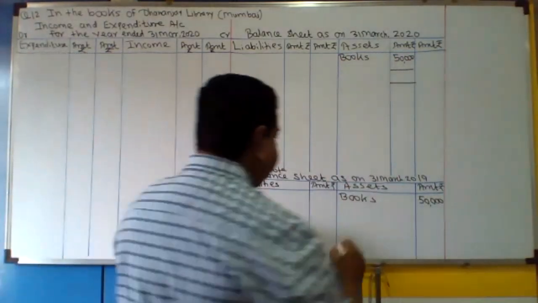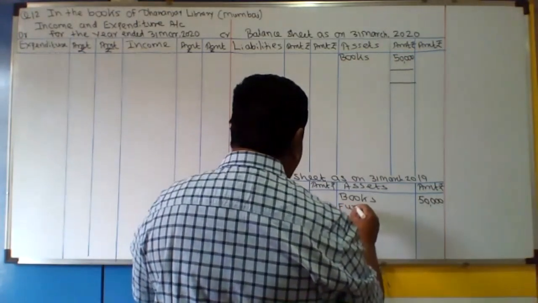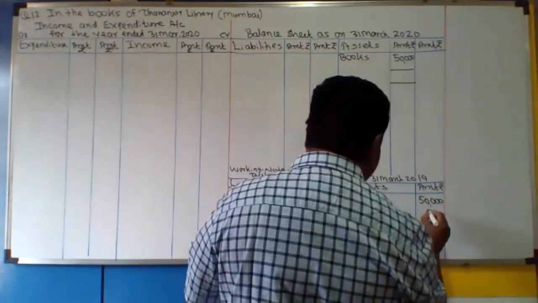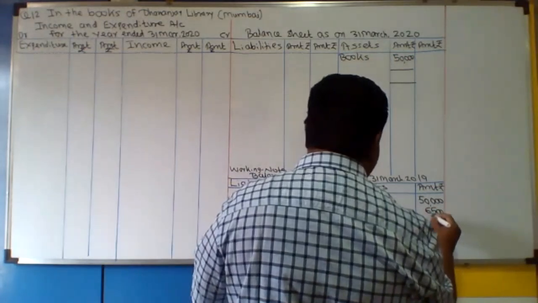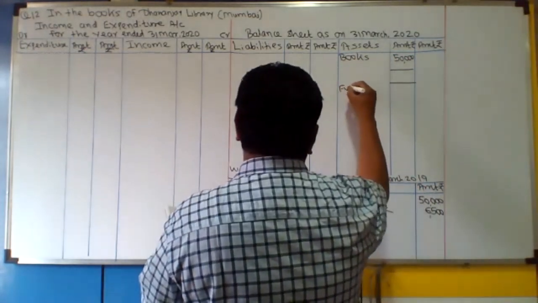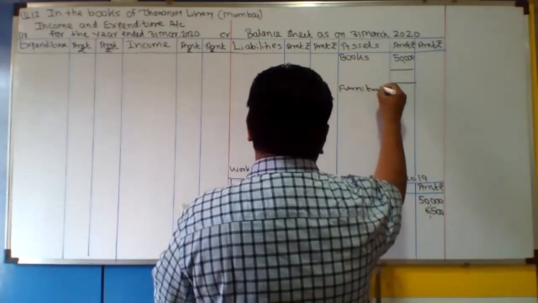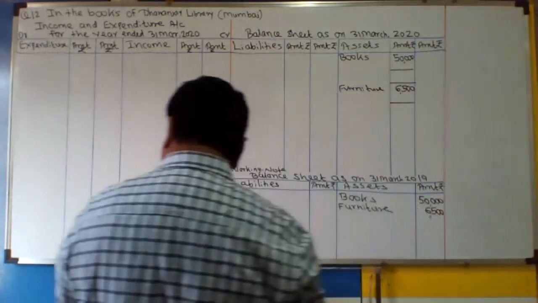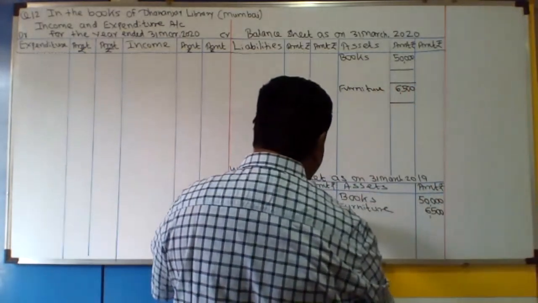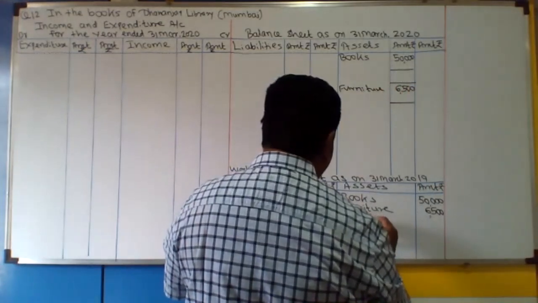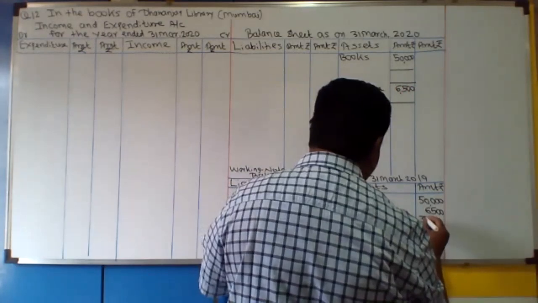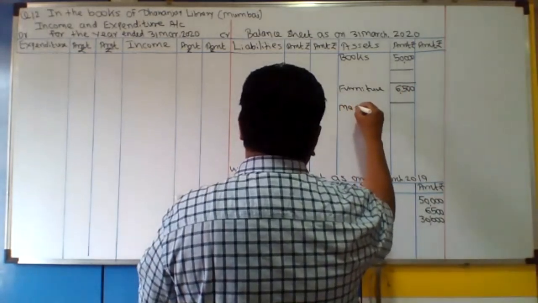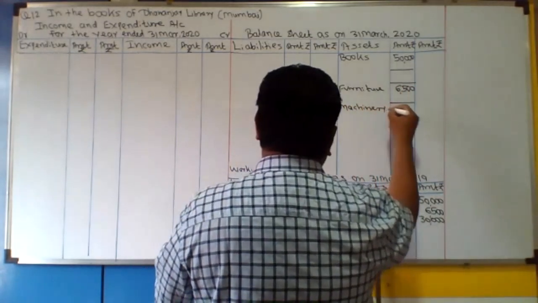Then furniture. Last year balance sheet assets, amount of furniture 6,500. And the current year balance sheet assets, inner column, 6,500. Then there is machinery also, 30,000. Last year balance sheet assets 30,000, and current year balance sheet assets, but in the outer column.